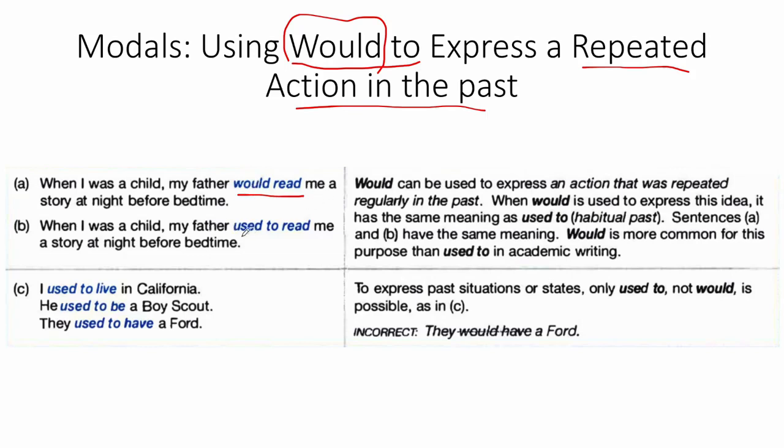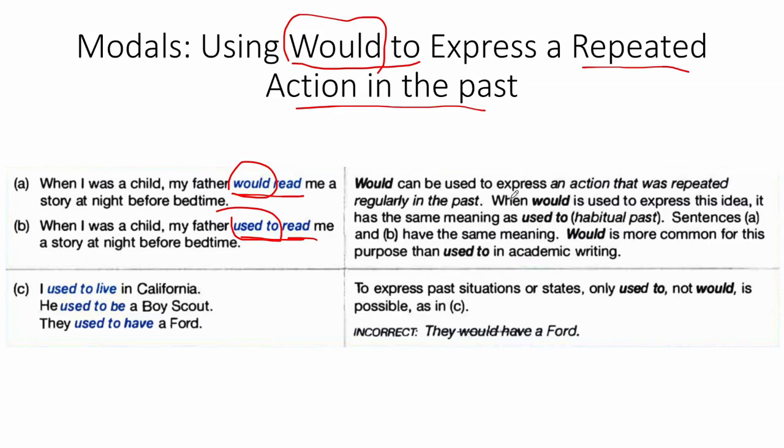When I was a child, my father used to read me a story. So normally, the famous type of modal that we use for this kind of repeated action in the past is the modal used to, followed by a verb. Used to read me, used to do something, whatever. Now what we learn in this chart is that we can also use the modal would followed by the verb for expressing a repeated action in the past.